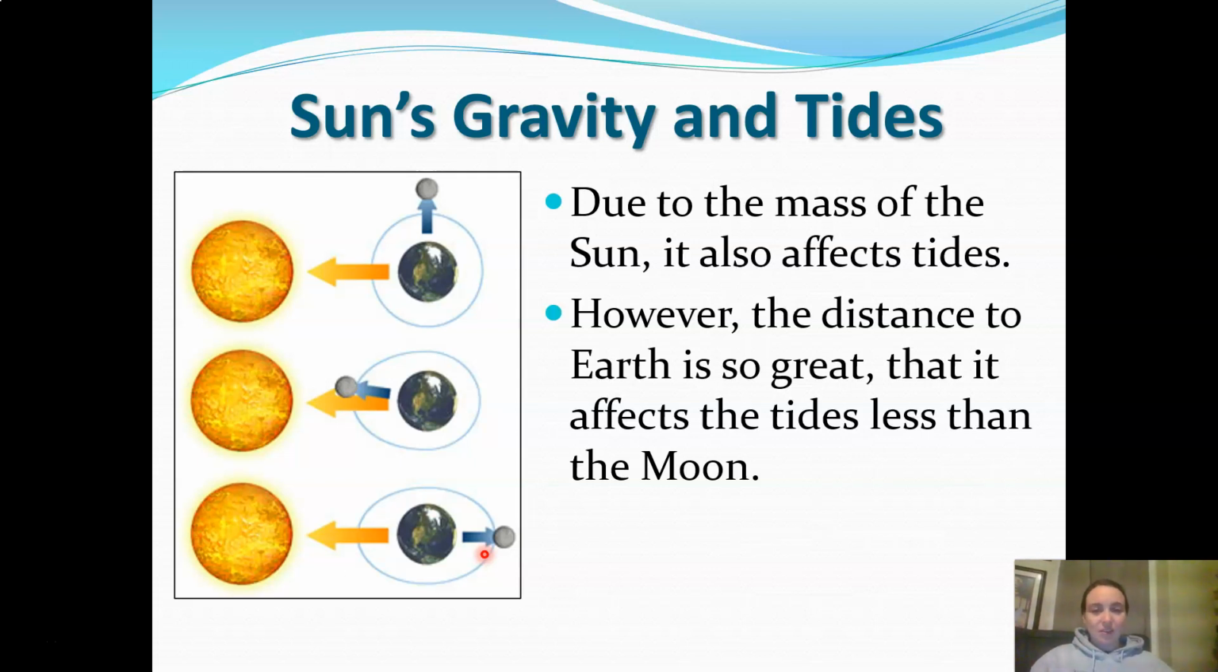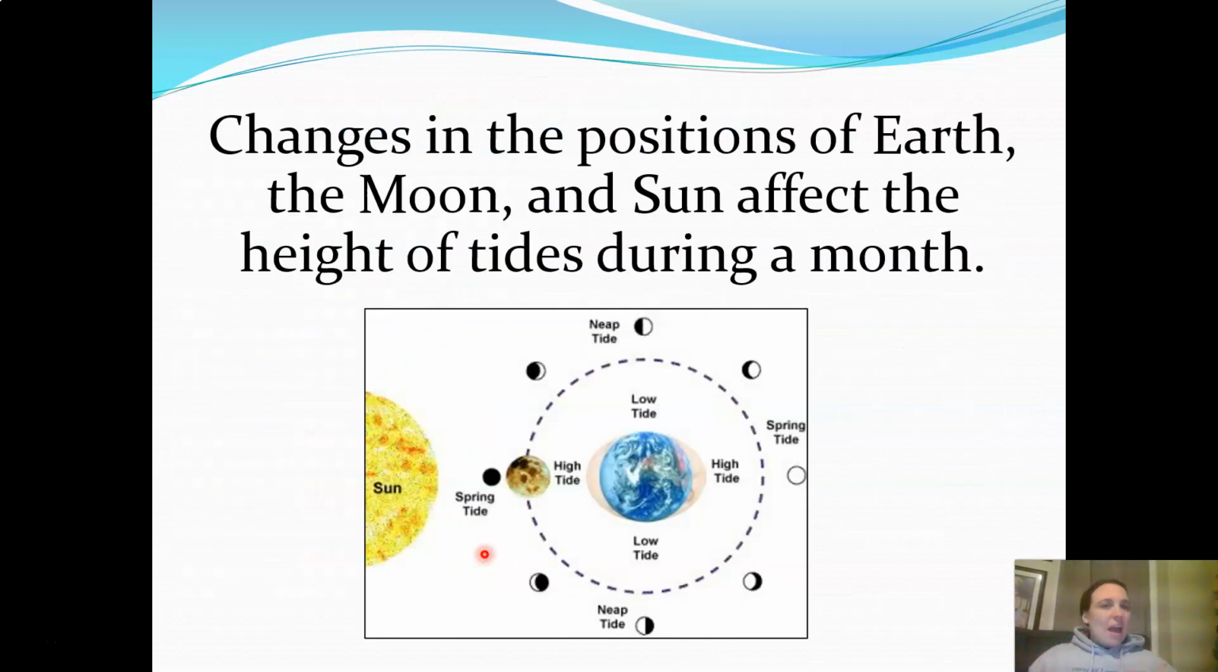With the Earth, the sun, and the moon all moving around each other throughout a month, when the relationship in their positions changes, the heights of the tides also are affected. So as you can see, we have the sun over here, the Earth in the middle, and then as the moon orbits the Earth, at different phases of the moon, we're actually going to have different effects on the tide.